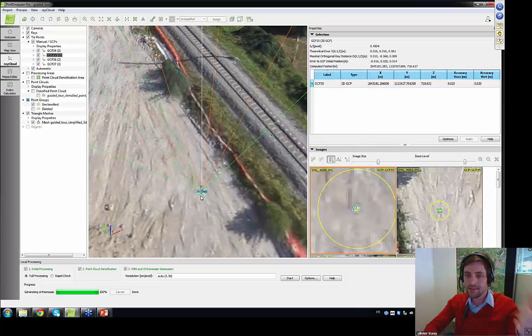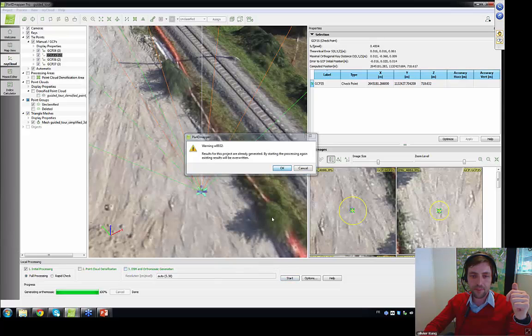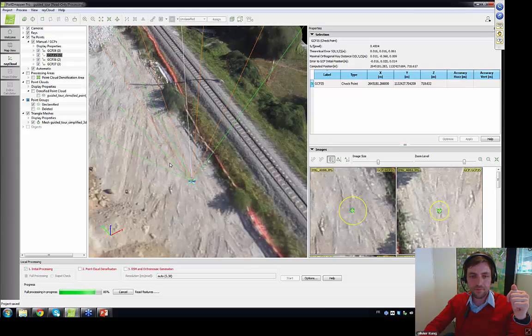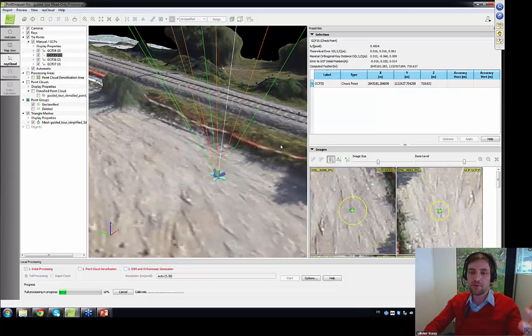However, this is not a fair assessment of the accuracy of the project. If you wanted to have a fair assessment, you would need to change this 3D GCP into a checkpoint, apply, and restart the first step of processing. The big difference between checkpoints and ground control points is that checkpoints are not used during the calibration. They are only there to assess the accuracy. So the software is not pushing the model to be as close as possible to this checkpoint. It's just using it to fairly assess.